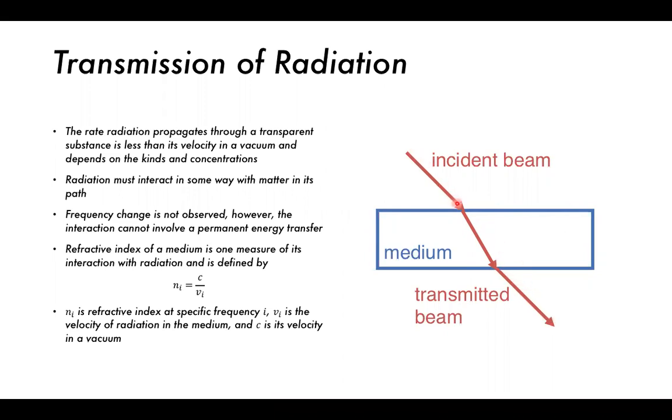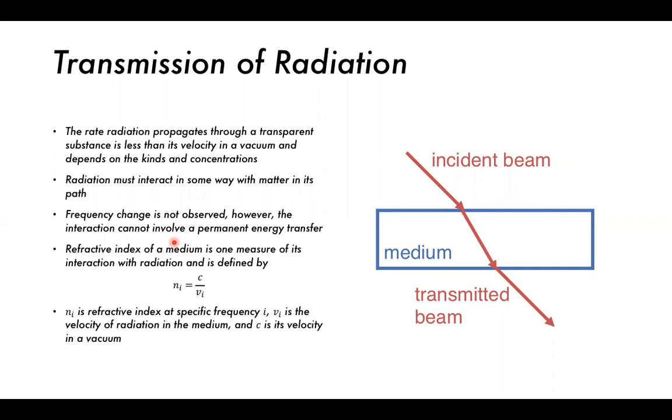So we have an incident beam at a certain angle, say 60 degrees to the medium, or 60 degrees to the incident angle. The incident would be this vertical here, so say this is about 30 degrees. Then we have the medium, and that changes the angle, maybe becoming more narrow, so maybe that's about 20 degrees. But whenever we come back out again, it returns to the same angle to the incident as before, this 30 degrees. So the radiation must interact in some way with matter in its path, and frequency change is not observed. However, the interaction cannot involve a permanent energy transfer.